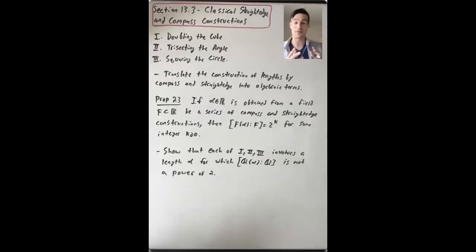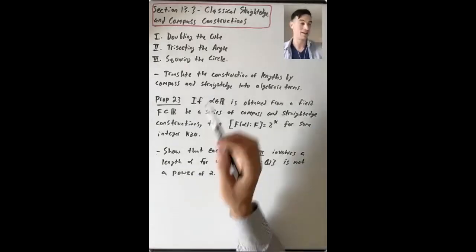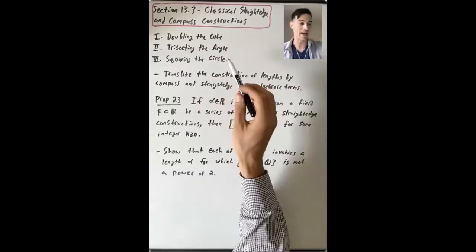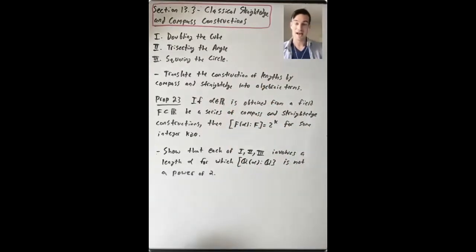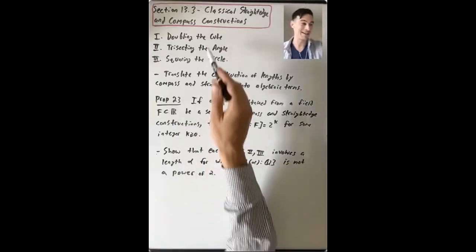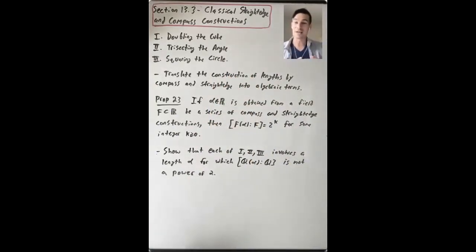I just want to talk very briefly about section 13.3 of Dummit and Foote, which is about classical straightedge and compass constructions. And the idea is that there are these three very classical problems in geometry: the problem of doubling the cube, trisecting the angle, and squaring the circle. And the question is whether you can accomplish these three geometric things via a sequence of compass and straightedge moves. So there are certain things you're allowed to do with a compass and straightedge. And what you can do is, starting from a line segment of unit length, using your compass and straightedge, you can construct some other lengths.